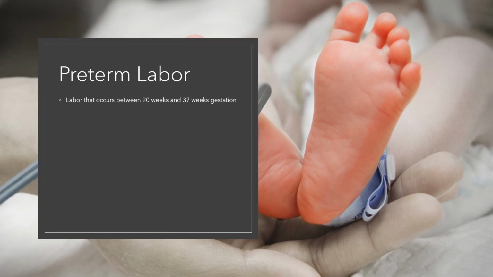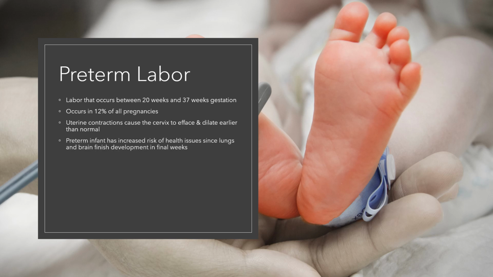Preterm labor is labor that occurs between 20 weeks and 37 weeks gestation. This occurs in 12% of all pregnancies. This is uterine contractions that can cause the cervix to efface, which is another word for thin, or dilate, which is another word for open, earlier than normal.